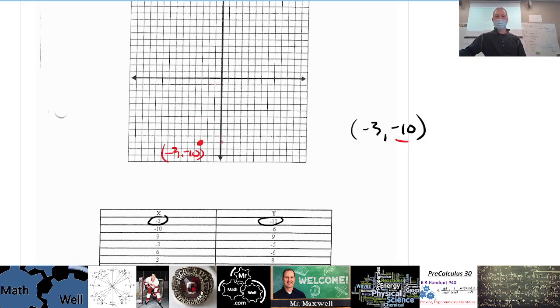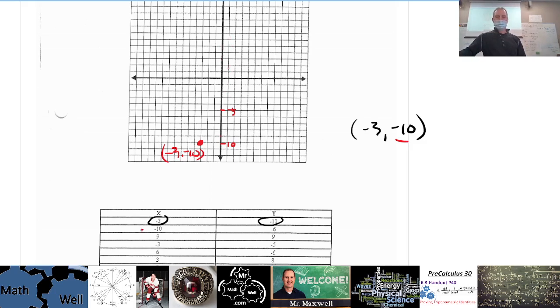Now, if you want to label your axes, go ahead. See if I care. 1, 2, 3, 4, 5. That's -5, 6, 7, 8, 9, 10. That's -10. You can label them all if you want, but it's going to get pretty busy if you do that, so I wouldn't. And you can do that for all 4.